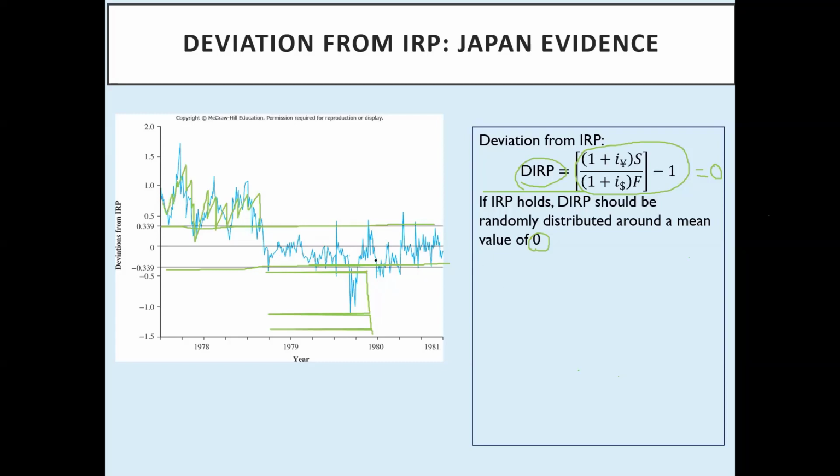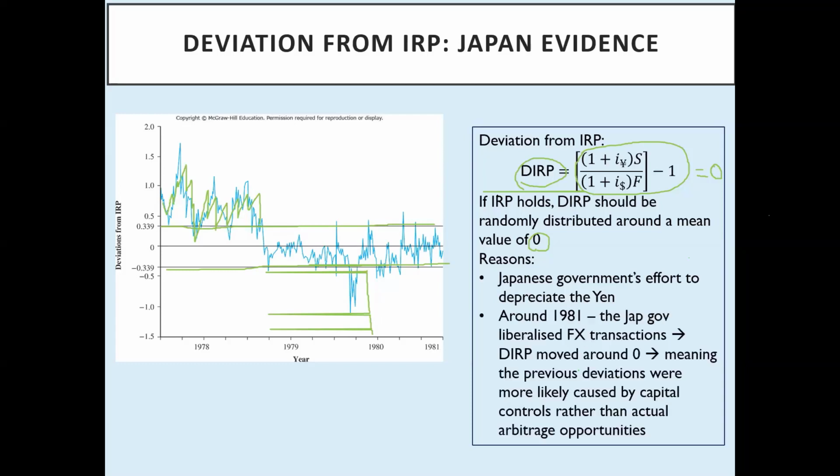After the 1980s, it seems that the IRP holds. One reason for this could be that the Japanese government had been trying to depreciate the yen so that they can export more. After the 1980s, it seems that they liberalized their foreign exchange market, so they let the market forces determine the exchange rates. As a result, there were no restrictions on capital controls, and the discrepancy starts to disappear over time.